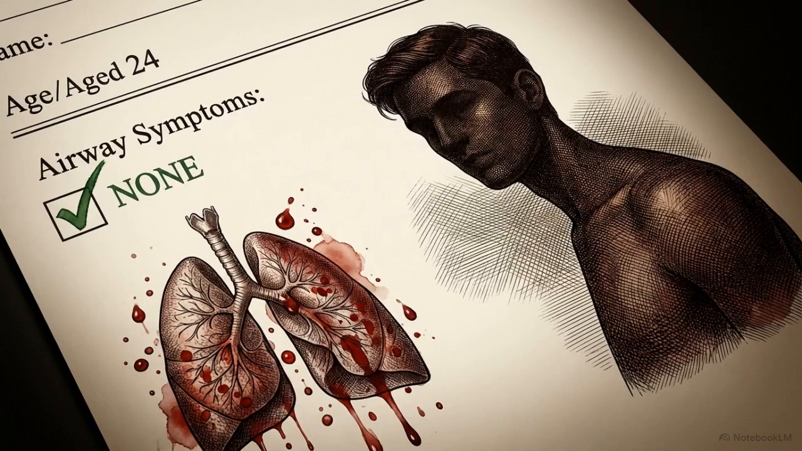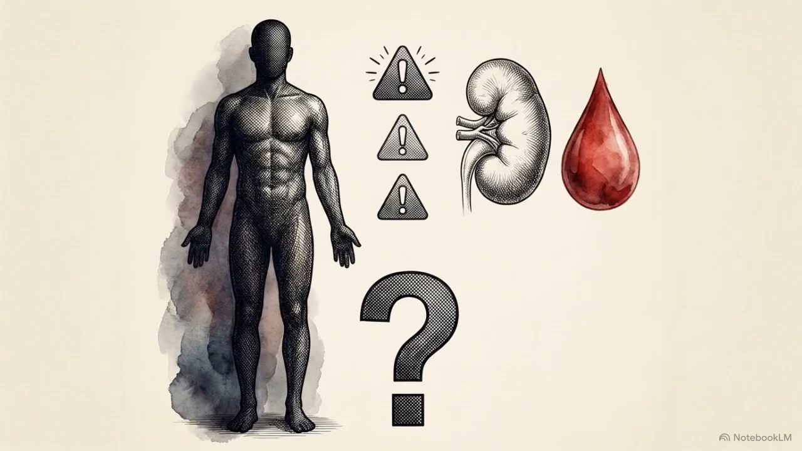Let's test this integration. A 24-year-old male with no prior upper airway symptoms presents with severe hemoptysis, a creatinine of 4.2 milligrams per deciliter, and dysmorphic red blood cells in his urine. Which finding definitively isolates the diagnosis?